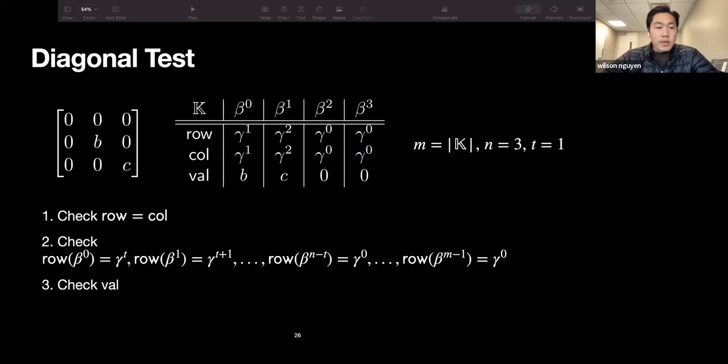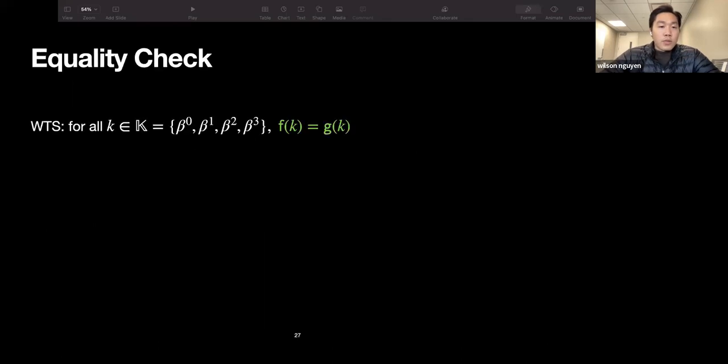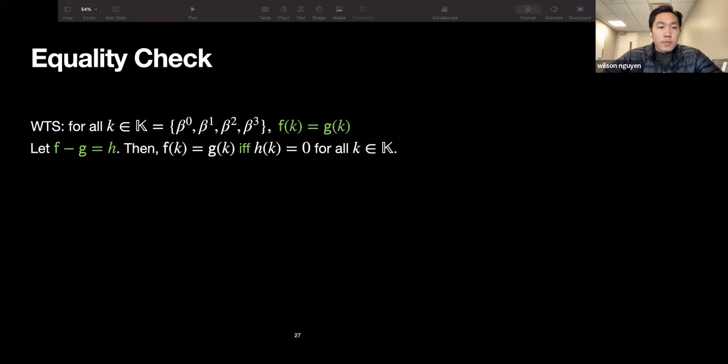So the first check is an equality check. We want to check that row is equal to column. And so we want to show that for all k in the multiplicative subgroup K, f of k is equal to g of k. You can think of these as the row and column polynomials. Let's define a new polynomial, h, which is f minus g. We can see that f of k is equal to g of k only if h is also 0 on that element.